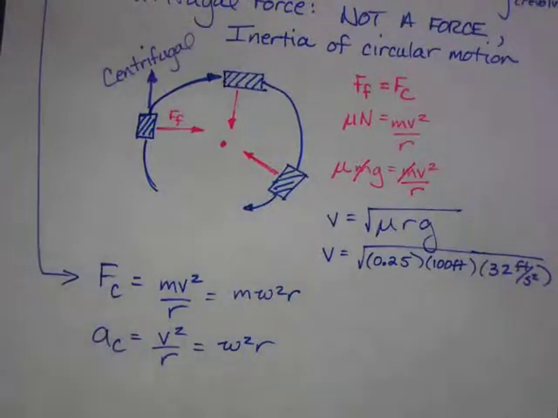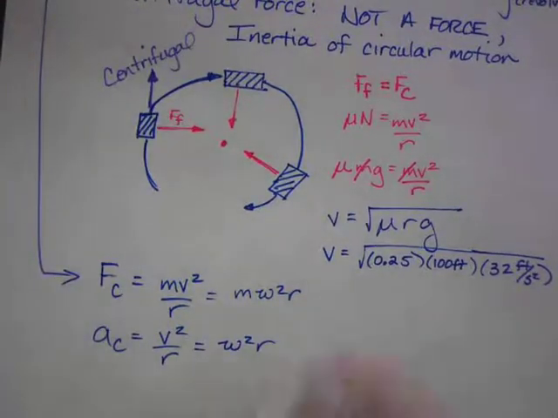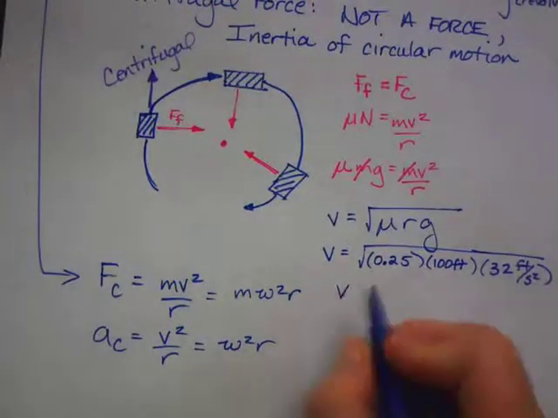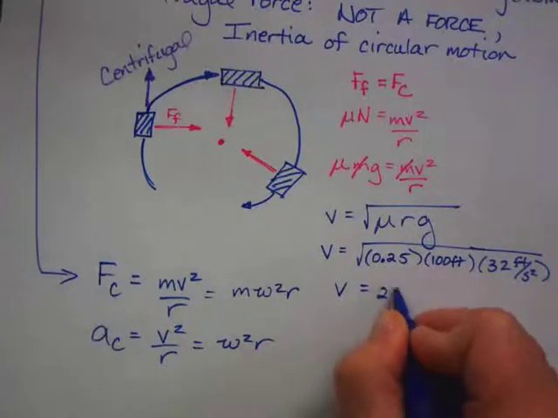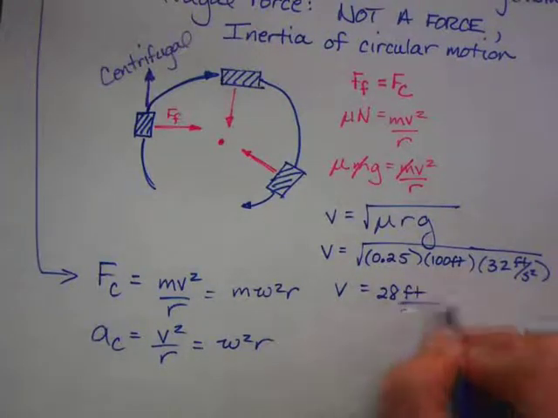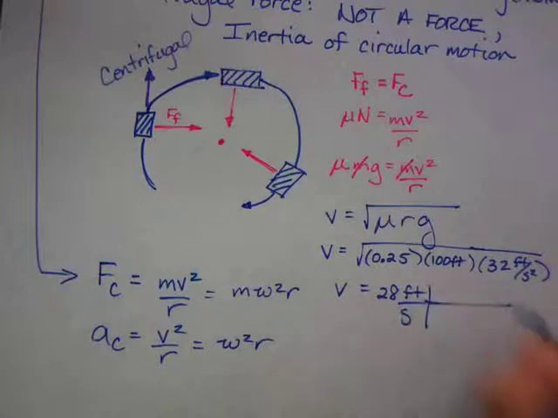And gravity, since I'm in feet, what value do I have to use for gravity? 32 feet per second squared. So if I plug those into my calculator, 0.25 times 100 times 32, square root, is 28 feet per second, because we're in feet and seconds, right? Feet squared over second squared, square root, so 28 feet per second.